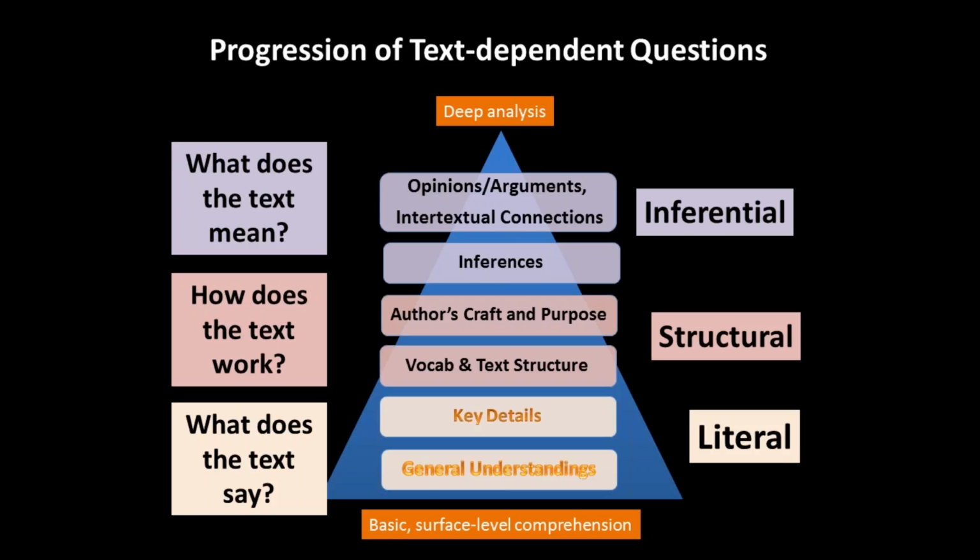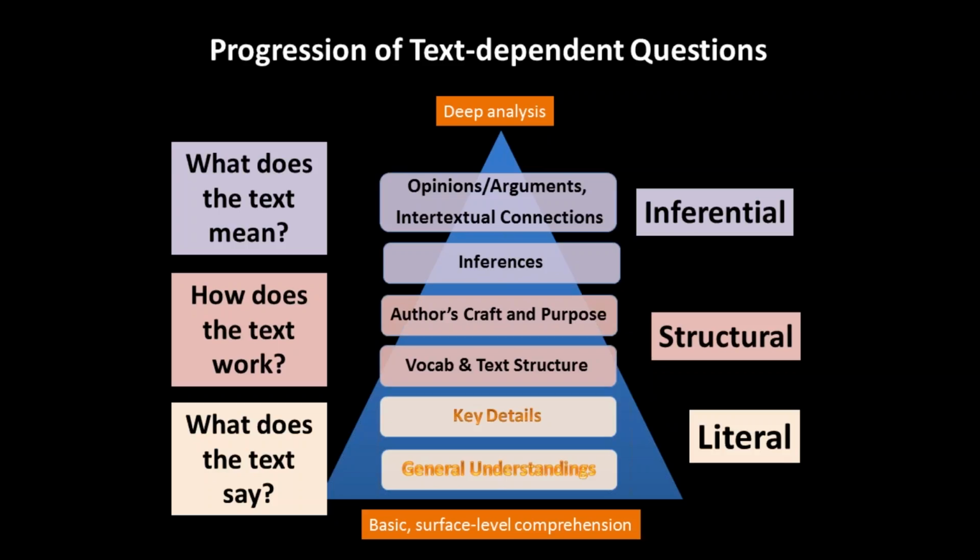When we looked at the 4 types of text-dependent questions, you can see 3 of them to the left of the screen. And then as you move across from left to right, you can see that when we talk about what does the text say at the bottom, and we move to the right, we're going to look at key details and general understandings. Our text-dependent questions are going to focus on those 2 components, and moving all the way to the far right, we're really still at the very literal level.